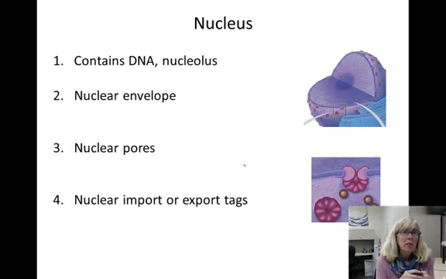Our first organelle will be the nucleus. It contains DNA and a structure called the nucleolus. The nucleus is surrounded by its own membrane called the nuclear envelope, which is a double membrane with an outer and an inner lipid bilayer.